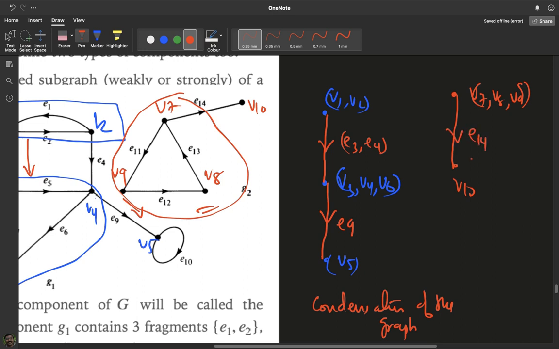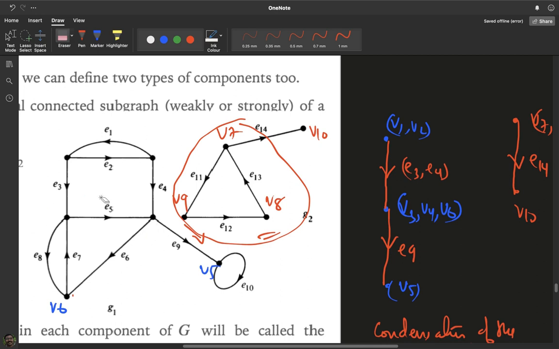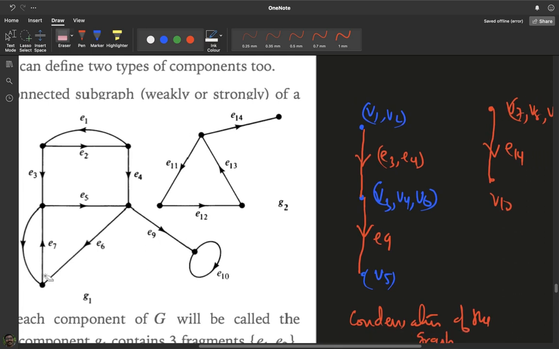So this representation is called the condensation. Now you can see that this bigger graph, this very complex graph, is now being reduced to a much simpler graph. Now it is very easy to study path finding problems and so on in this type of graph. To check the properties, it is very easy to study it in this graph. So this is called the condensation of the graph.